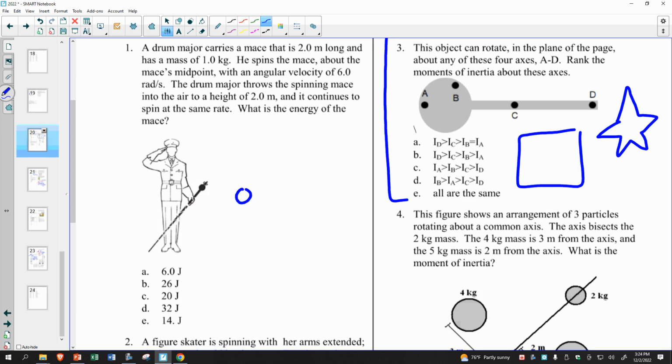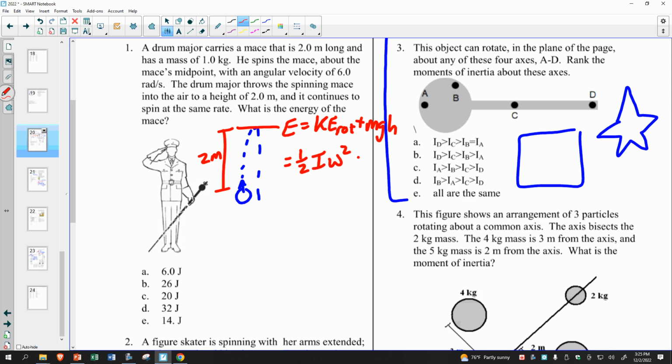I'm going to draw a ball. That'll represent my mace. It goes up. It'll come back down again. And I want to know, what is the total energy here when it's at a height of 2 meters? And so that total energy is equal to the rotational kinetic energy as it's rotating as it goes up in the air, plus any gravitational potential energy that it has gained. And so that's going to be 1/2 I omega squared plus m times g times h.